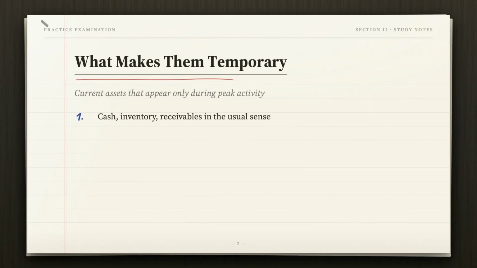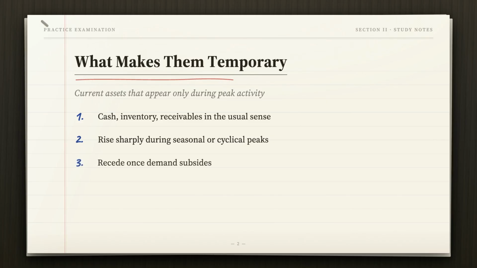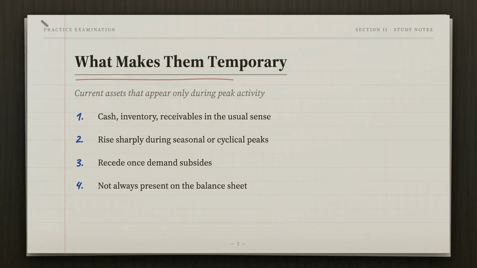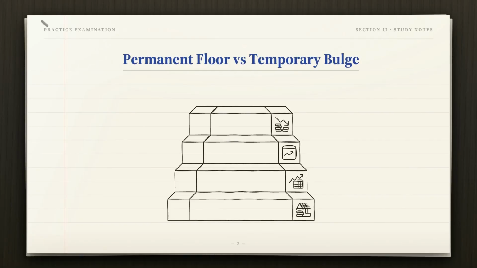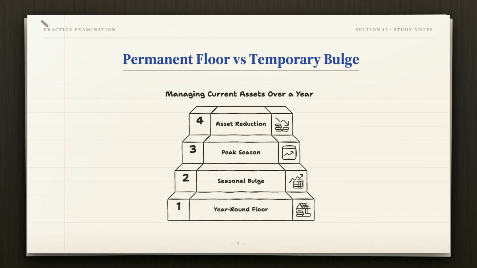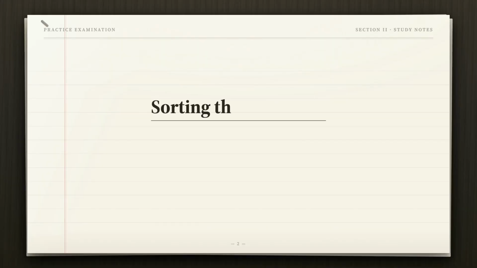Temporary current assets are still cash, inventory and receivables in every ordinary sense. What sets them apart is timing. They appear when demand surges and vanish when it subsides, tracing the shape of the business cycle. Split the current asset base into two layers. A permanent floor of minimum inventory and receivables persists all year to serve regular customers, while the temporary layer stacks on top only during the peak selling season.